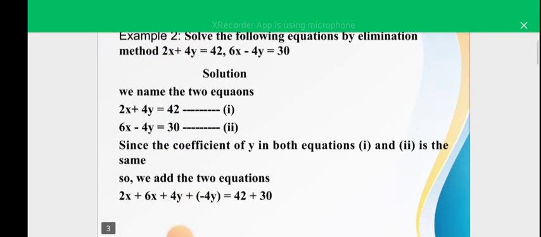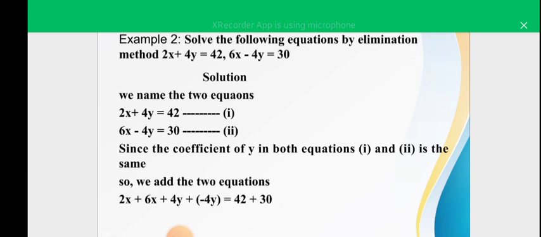Now let's look at this example. Example number 2. Solve the following equations by elimination method. 2x plus 4y is equal to 42 and 6x minus 4y is equal to 30. To solve this, step number 1, we need to name the equations. We give them names like we did here. 2x plus 4y is equal to 42, we name it equation number 1. 6x minus 4y is equal to 30, we name it equation 2.